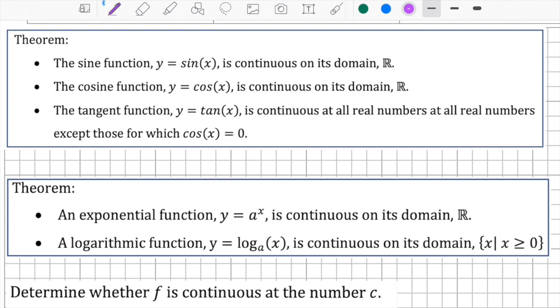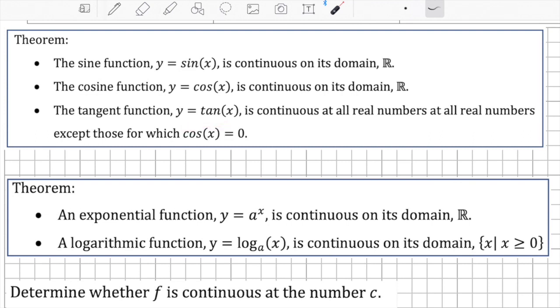Okay, so now we want to talk about continuity. There's this theorem that says that the sine function, y equals sine of x, is continuous on its domain, which is all real numbers. So it's continuous everywhere. It has no breaks, no holes, no jumps, nothing. It's just continuous. Same thing goes for cosine. Cosine of x is continuous on its domain, which is real numbers.